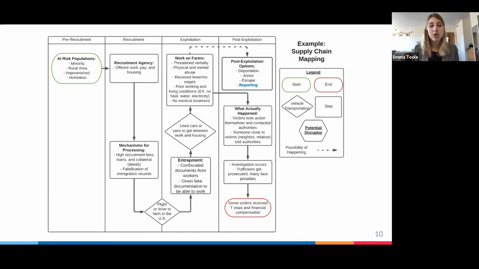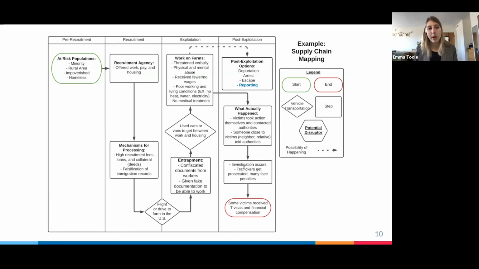An investigation occurs, traffickers may get prosecuted, many face penalties. In the cases that we have been analyzing, all of the traffickers get prosecuted, but that isn't always the case. And then some of the victims receive T visas, and CP, which stands for continued presence, which allows survivors to stay within the United States, as well as sometimes financial compensation.